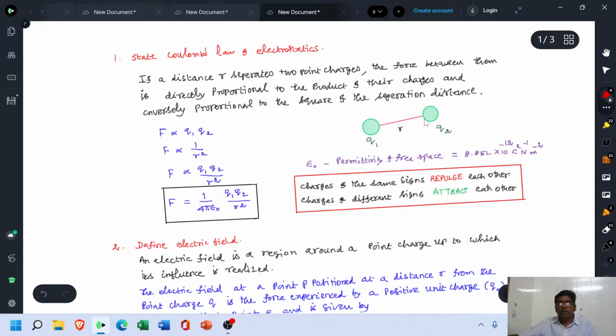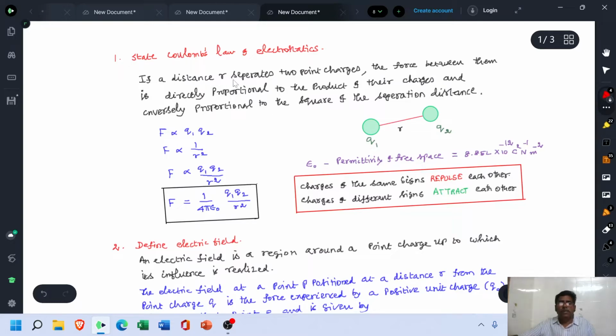If these two charges have the same signs, then the repulsive force is dominating. If these two charges have different signs, the attractive force is dominating. One is plus and another one is minus, attraction is possible. Both are plus or both are minus, repulsion is predominant.